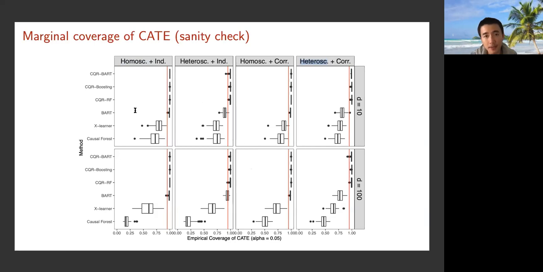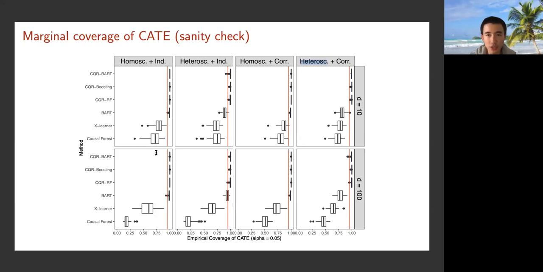In all these settings, we find that our method has conservative coverage, which is not ideal, because ideally we want the coverage to be exactly 95%. So we don't want to be conservative. But when we cannot achieve that, it's better to be conservative than to be anti-conservative. And so that's about our method.